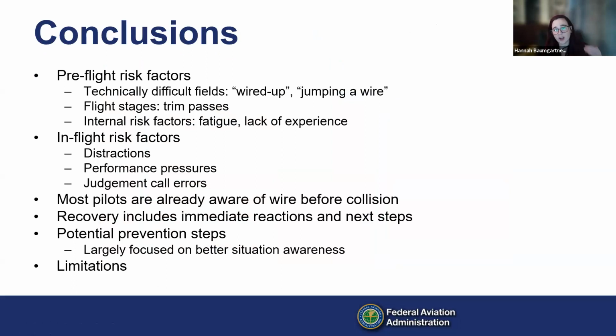In-flight risk factors, such as those cognitive factors, are a bit trickier though, because you really have to constantly reevaluate yourself for those in the moment. Make sure you're not getting distracted, staying in that pass, every pass. And that's very difficult to do, but that is the nature of the game. As I mentioned in our polling and before, most pilots are already aware of the wire before collision, meaning that it's not necessarily a scoping problem for most of this. It's not hidden wires, it's not tricky wires like that. It's some other factor. And throughout the rest of the report, which I didn't mention here, there are a number of recovery steps mentioned by pilots and potential prevention steps.